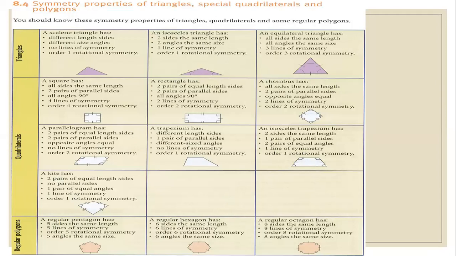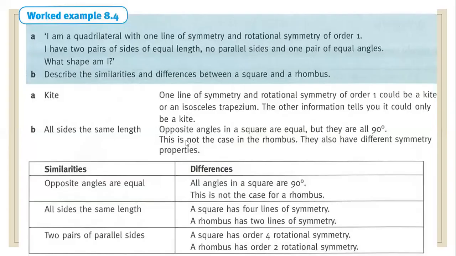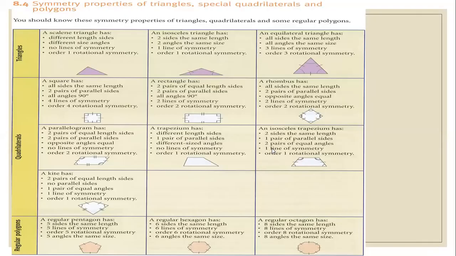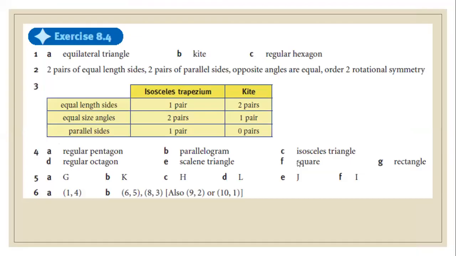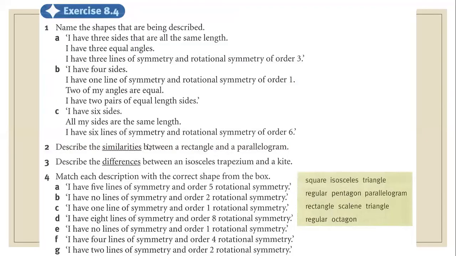But he mentioned one thing extra. I have two pairs of equal length sides. Okay, we have two pairs of equal length. So he's talking about an isosceles trapezium. Let's check this. No, he's talking about a kite. Okay, as it is the same, you need to solve.